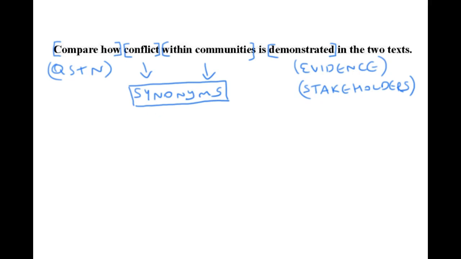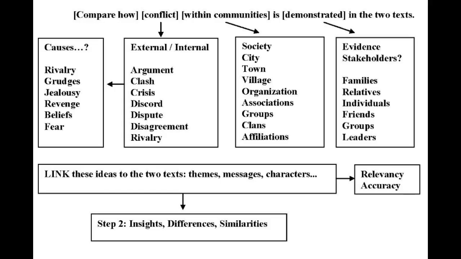So let's have a look at something that I've done for that. Here we have a breakdown of how I've gone about brainstorming that idea. We've got the question word here. We had the first one here, conflict, and then the second idea here, communities. For communities, some synonyms here: society, city, town, village, organization, associations, groups, clans, affiliations. They start to prompt us to think about what kind of communities we're dealing with in our 2 texts, The Crucible and Year of Wonders.